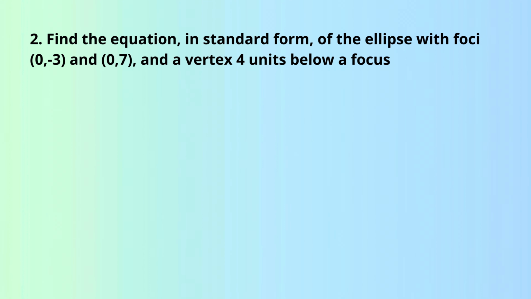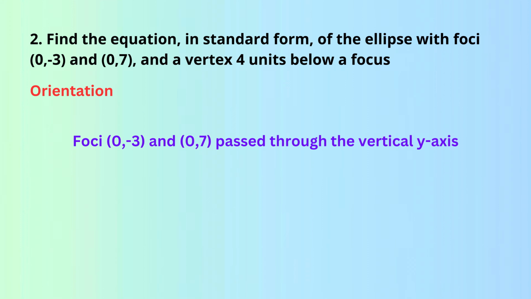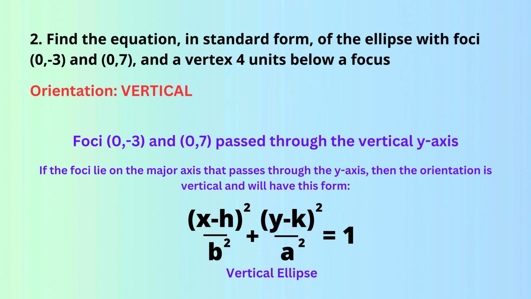For the second problem, our given are foci at 0, -3, and 0, 7, and a vertex that is 4 units below a focus. For the orientation, since 0, -3 and 0, 7 will pass through the y-axis, that is vertical, and again, foci lie on major axis, thus, this ellipse is vertical and will have this equation.